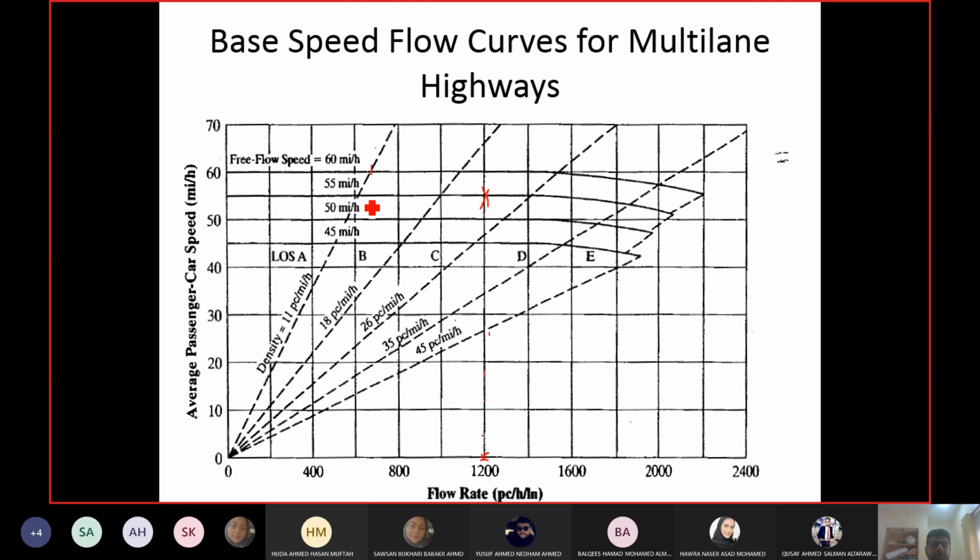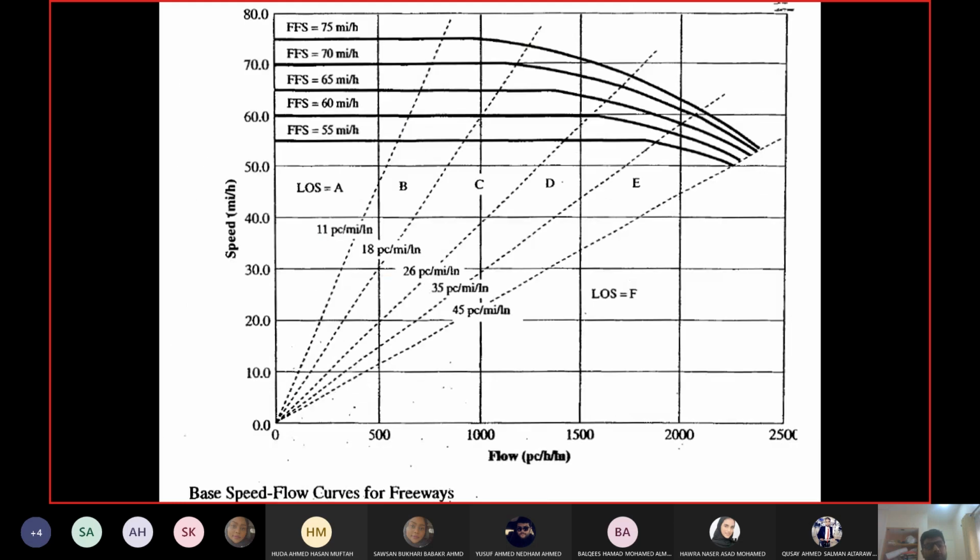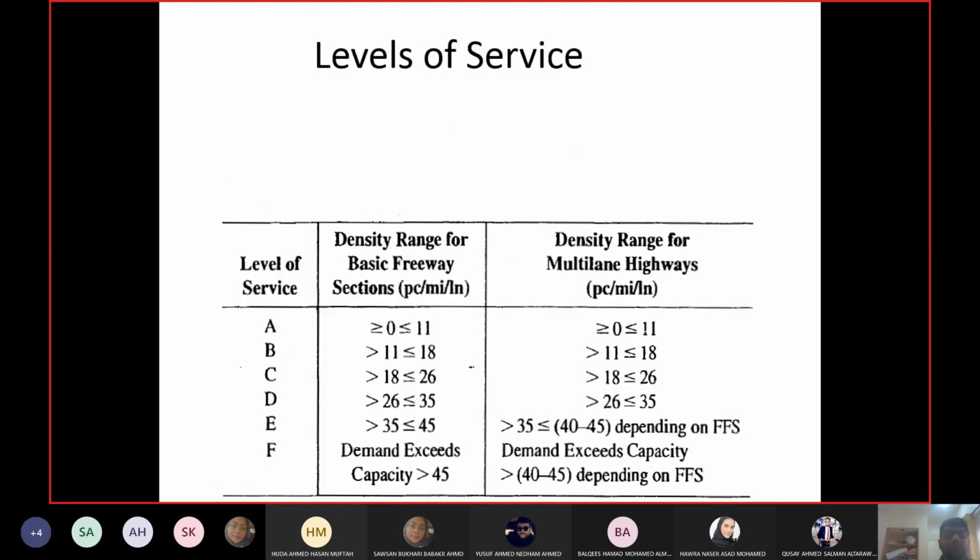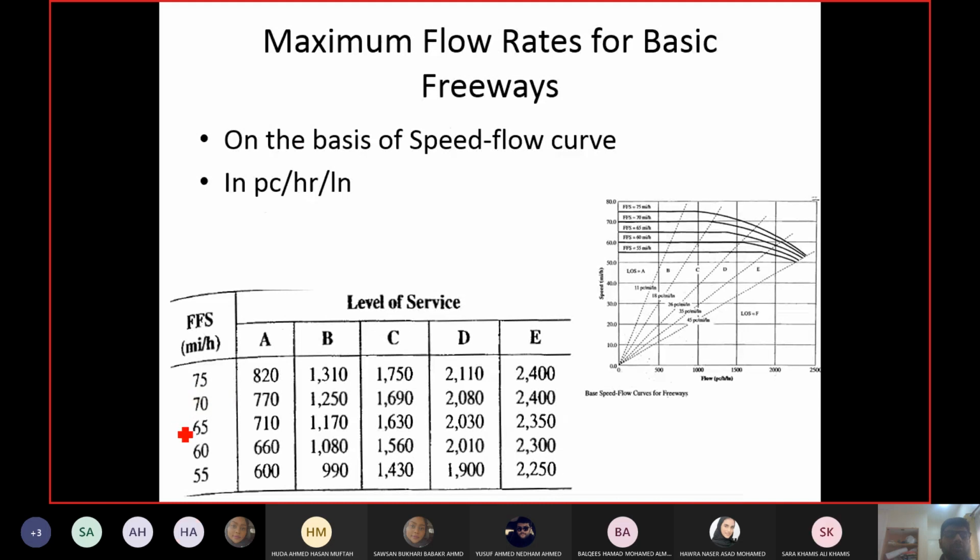Same thing for 55, 50, 45 as well, and the same can be done for freeways. So service flow rates are basically the intersection points of these diagonal lines which you have plotted for densities for each level of service and the free flow speed curves. If you have a free flow speed equal to these values, then you can find the service flow rates using this table. For example, the flow rate on your highway is 1000 passenger cars per hour per lane. All these values are in passenger cars per hour per lane, keep it in mind.